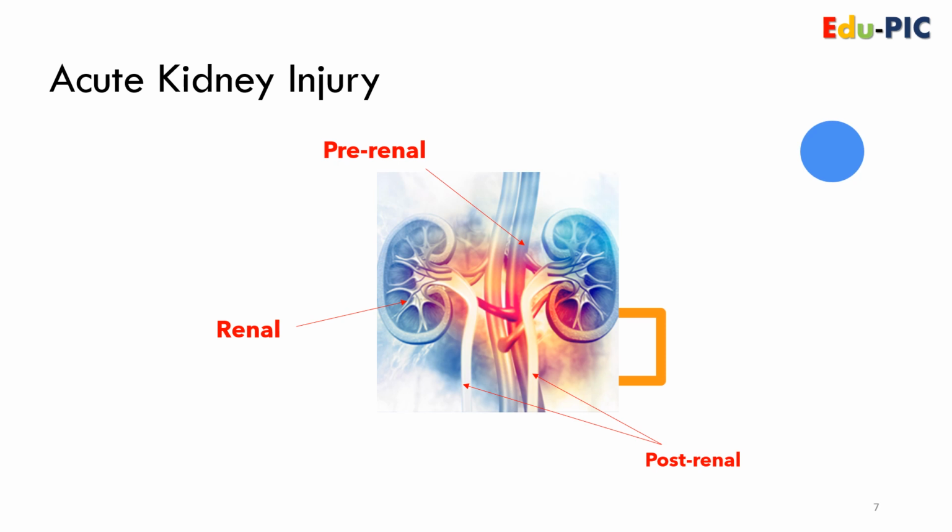Then you also need to remember that there are more complex causes which would encompass lots of those, like sepsis. Sepsis would affect the pre-renal pathway and the renal pathway altogether. So you need to remember that as well.